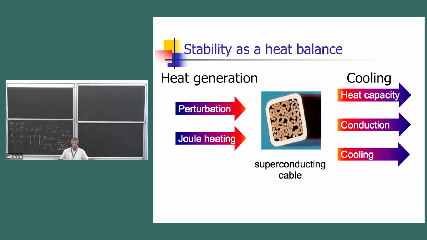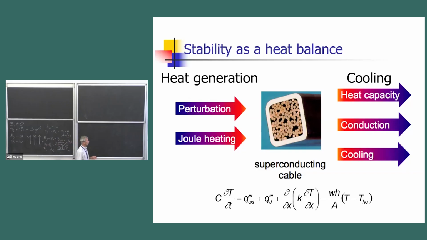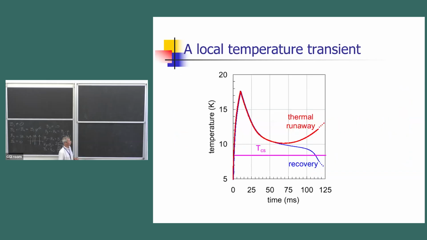You can conduct away, or the coolant can actually flow and take the heat away. Okay, so these are the sources and the sinks. All right, I won't spend time. You can write down a very simple equation in 1D. The important thing is to retain just the heat capacity contribution, that's the accumulation, and the sources here. You won't deal with the conduction and the cooling.